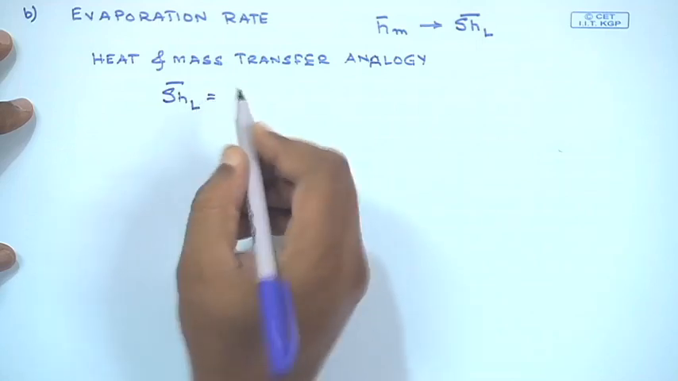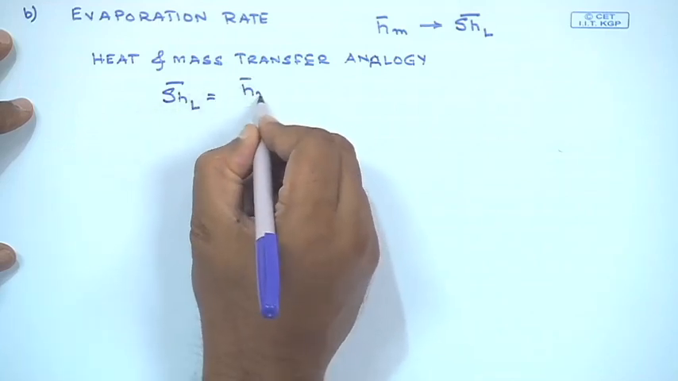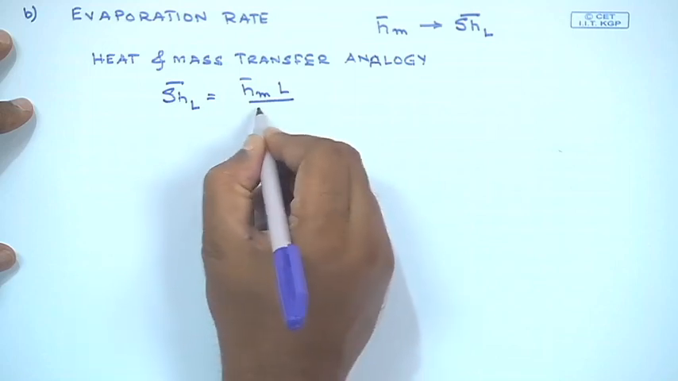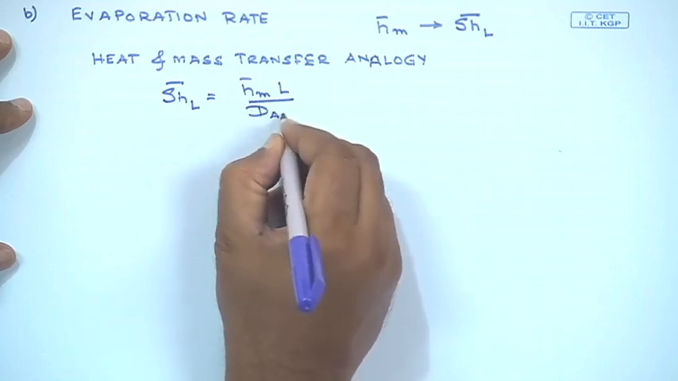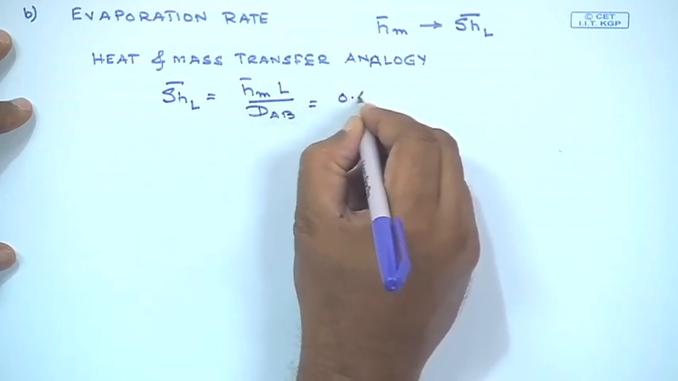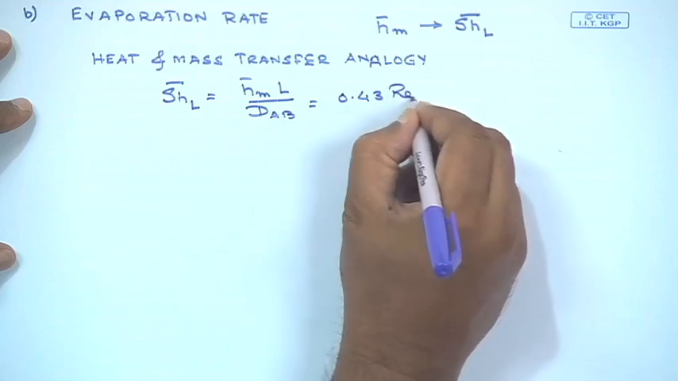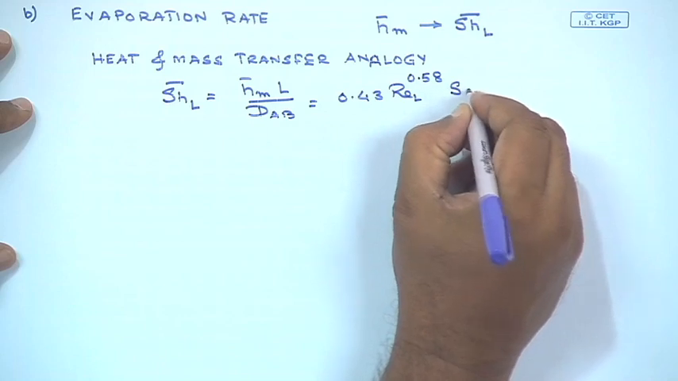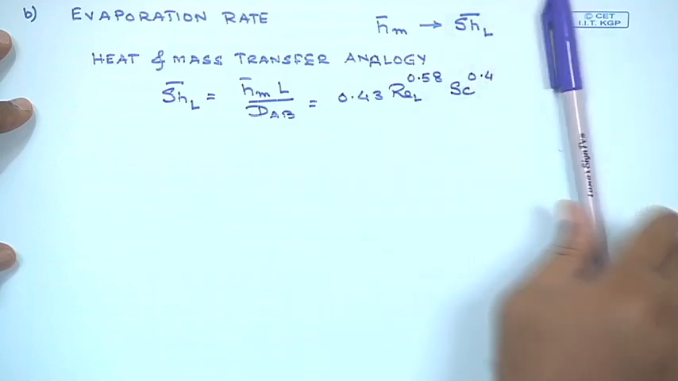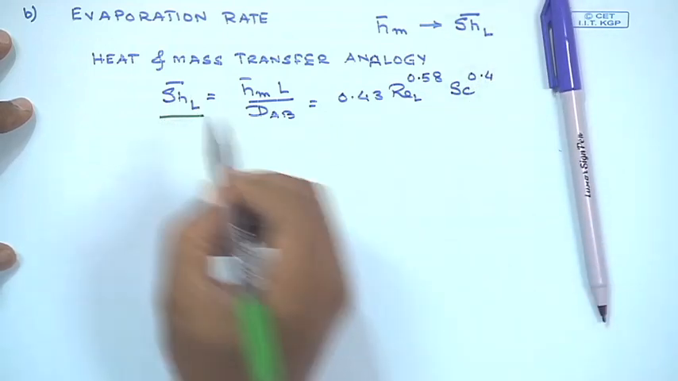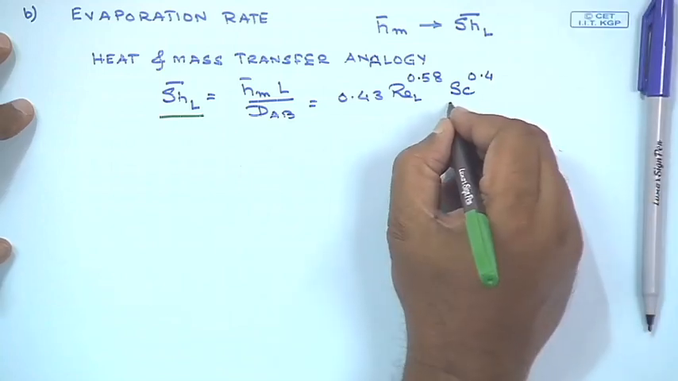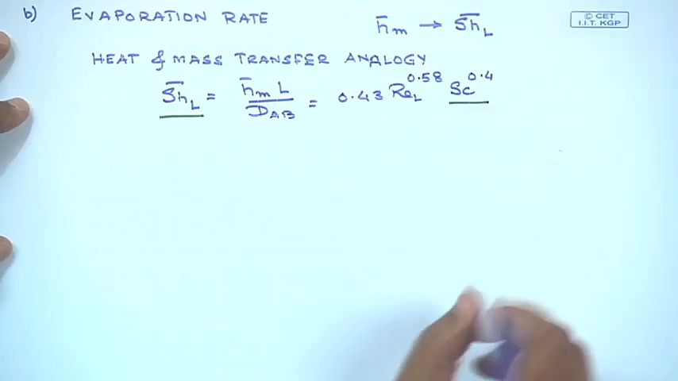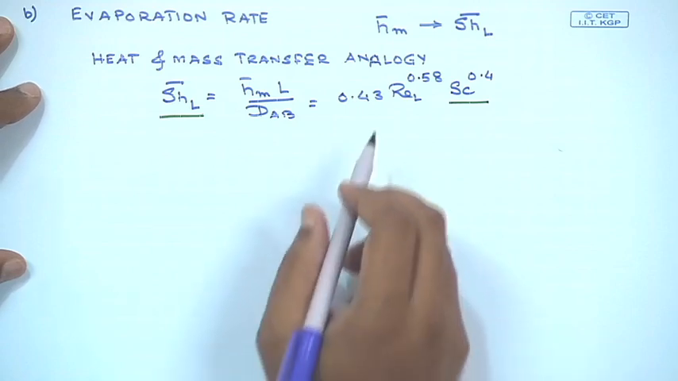So, what we have then here is the Sherwood number average based on the entire length, which is simply h bar m, the convective mass transfer coefficient, times L by the diffusion coefficient, and that would simply be equal to 0.43 Reynolds number L to the power of 0.58 and Sc to the power 0.4. So, your changes are Sherwood number in place of Nusselt number and Schmidt number in place of Prandtl number.